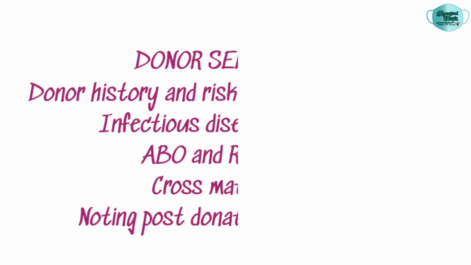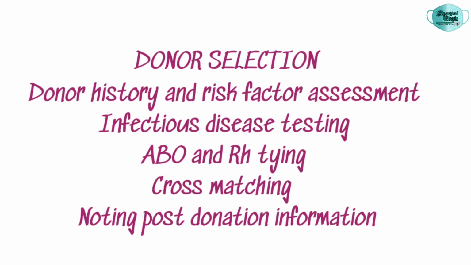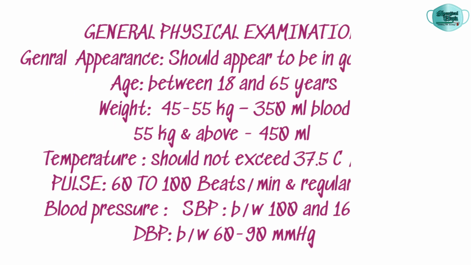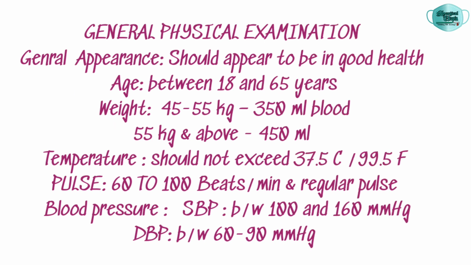So donor selection is done on the basis of donor history and risk factor assessment, infectious disease testing, ABO and RH typing, and cross matching. For the donor's history, a general physical examination should be done, and the general appearance should appear normal, and the donor should appear in good health.